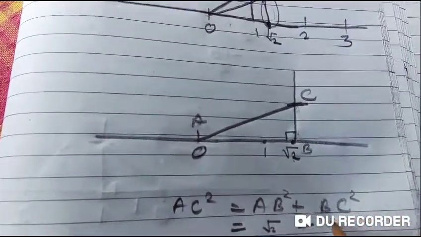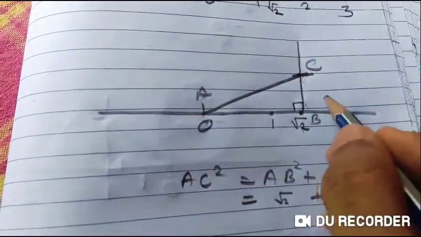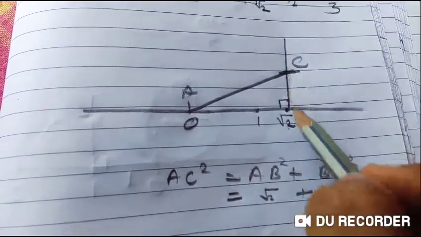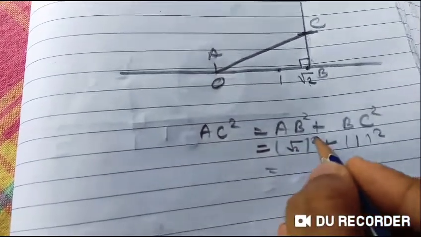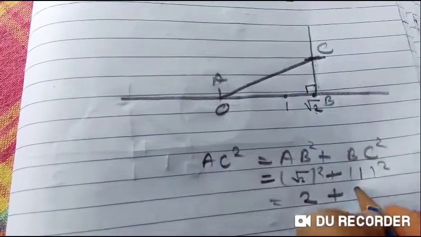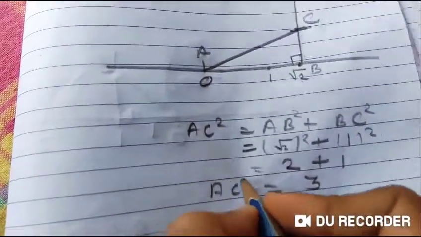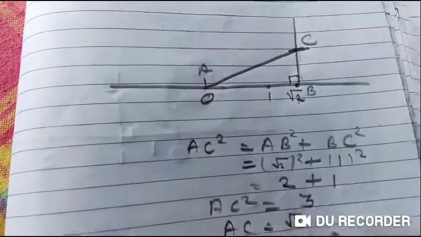BC you have taken as 1. BC you have not changed, BC is 1. You have to always take this perpendicular as 1. The perpendicular, which is this, should always be 1. So now root 2 square. Square and square root cancel each other and only 2 remains. And 1 square is 1. Now this becomes 3. Now we got that AC square is 3. Therefore AC will be root 3.